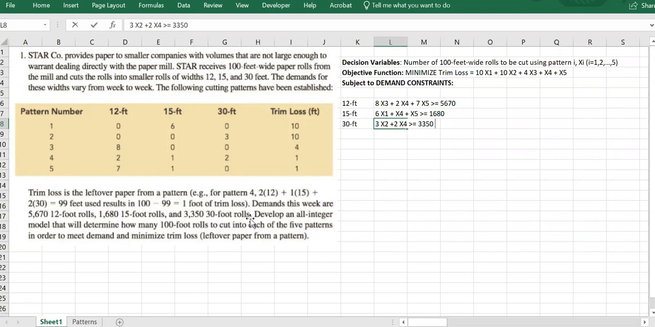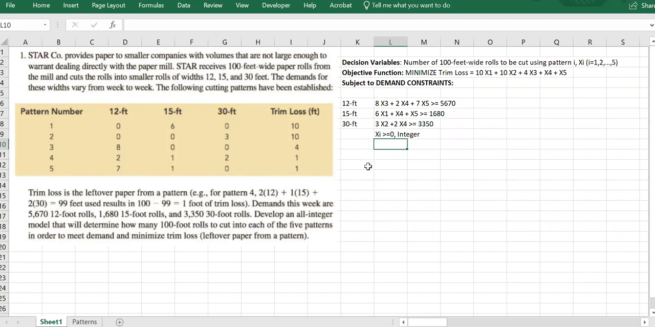All right. And that's really about it. The only thing that is left is that you need to make sure that the xi's are greater than or equal to 0 and also integer. We can't use a fractional amount for the number of 100 foot wide rolls that we cut using each pattern. So that cannot be a decimal number, right? So this is our formulation.